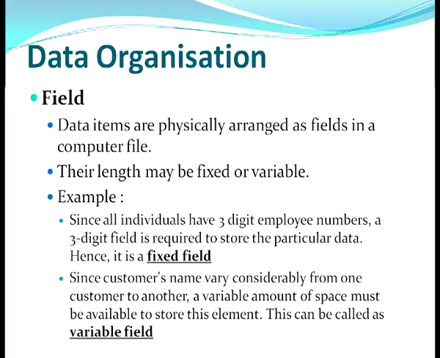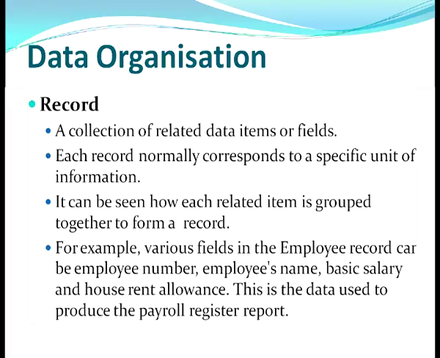Next unit of data organization is the record. It is a collection of related data items or fields. Each record normally corresponds to a specific unit of information. Say, for example, a record of a student which takes into account roll number, name, marks of the student. A record of an employee which takes into account the employee number, the employee name, his date of joining, say his basic salary. So, this entire information of this particular employee is one record.